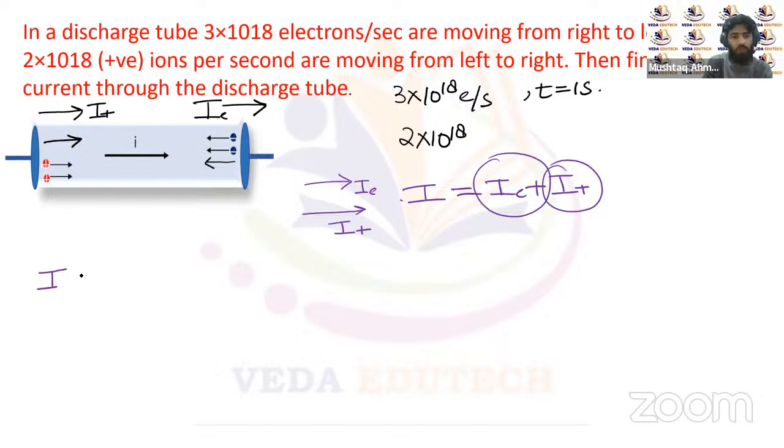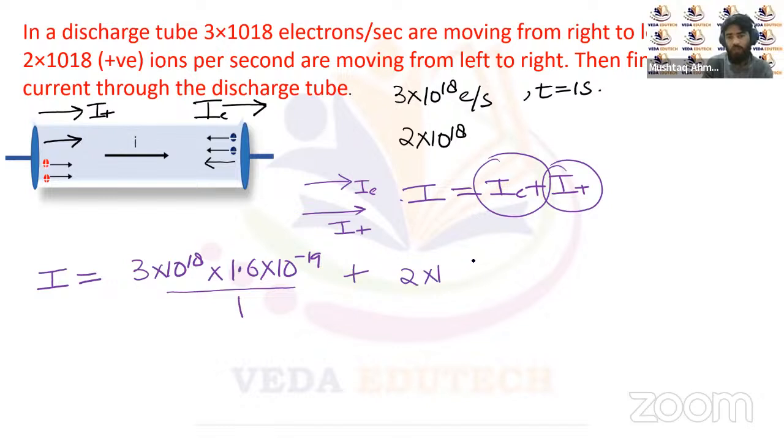So total I will be equal to, the charge flown is 3 into 10 to the power 18 electrons per second. So electronic charge will be 1.6 into 10 to the power minus 19, and the time is 1 second, we can just divide it by 1. And similarly for positive charge, the charge will be equal to 2 into 10 to the power 18 multiplied by 1.6 into 10 to the power minus 19, and the time is the same, 1 second.